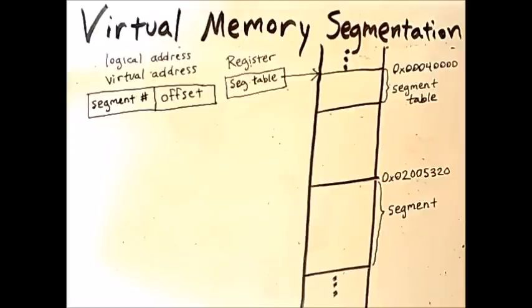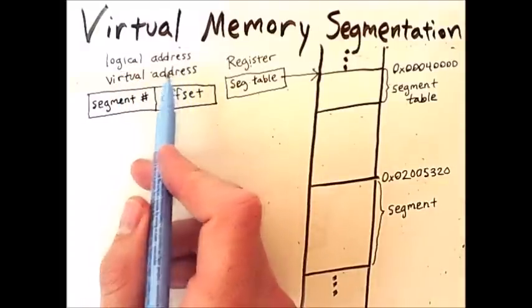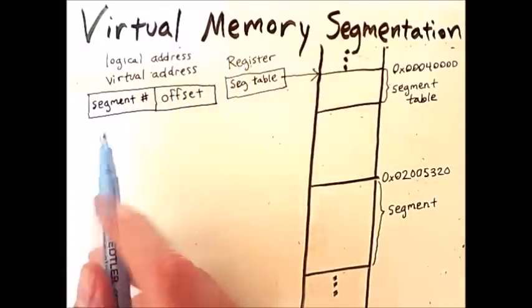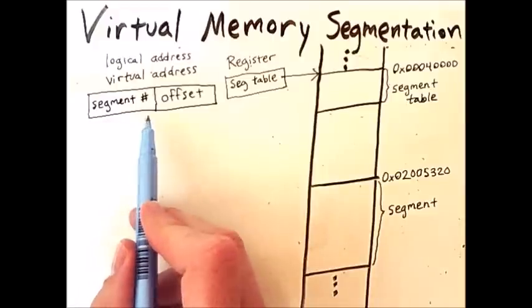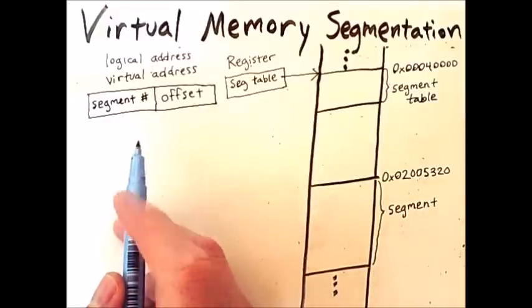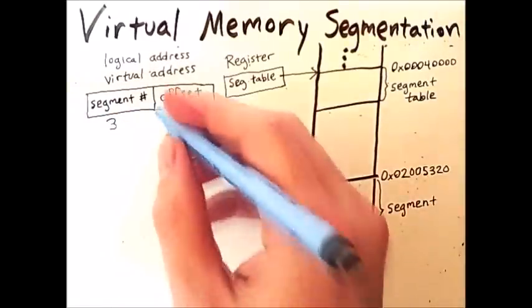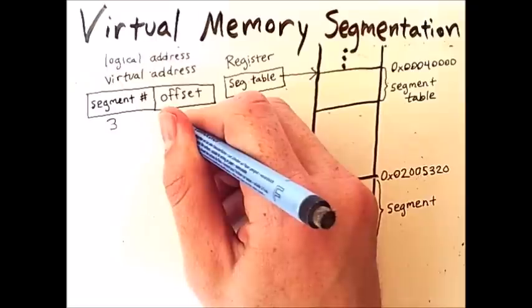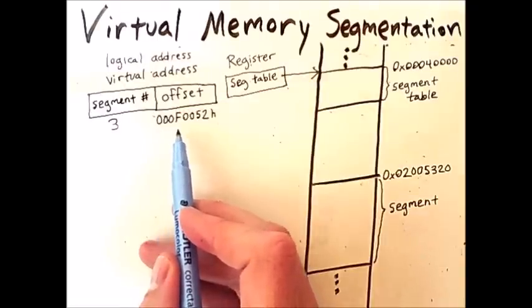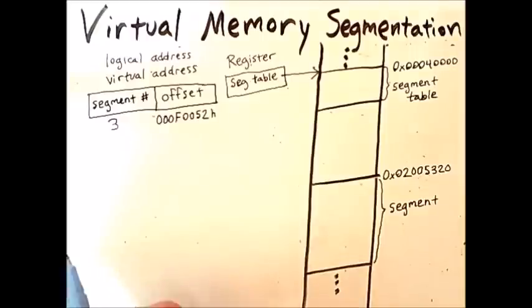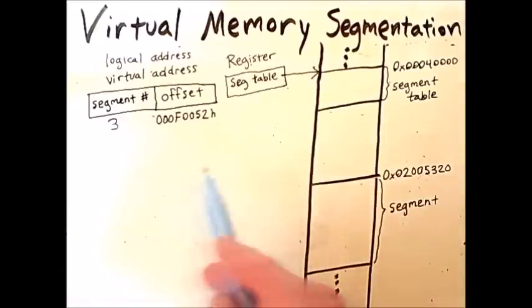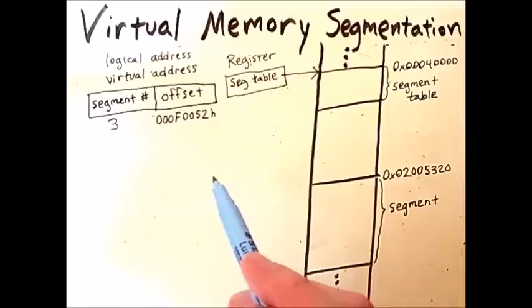The next issue we will discuss is address calculation in a virtual memory segmentation system. This is essentially the same as in a simple segmentation system. We have a logical address, which in a virtual memory system is also known as a virtual address, and that address contains a segment number and an offset within that segment. For this example, let us assume a segment number of 3 and an offset written in hexadecimal of 000F0052 in hex.